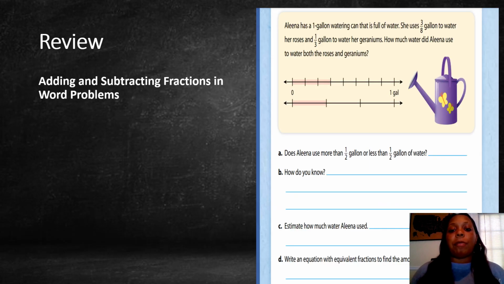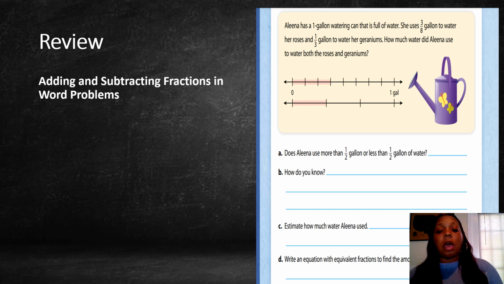So this practice problem I pulled from Teleschool on the adding and subtracting fractions work that Fulton County has provided. This comes from the first set of workbook pages, and the problem reads, Alina has a 1 gallon watering can that is full of water. She uses 3/8 gallon to water her roses and 1/3 gallon to water her geraniums. How much water did Alina use to water both the roses and the geraniums?